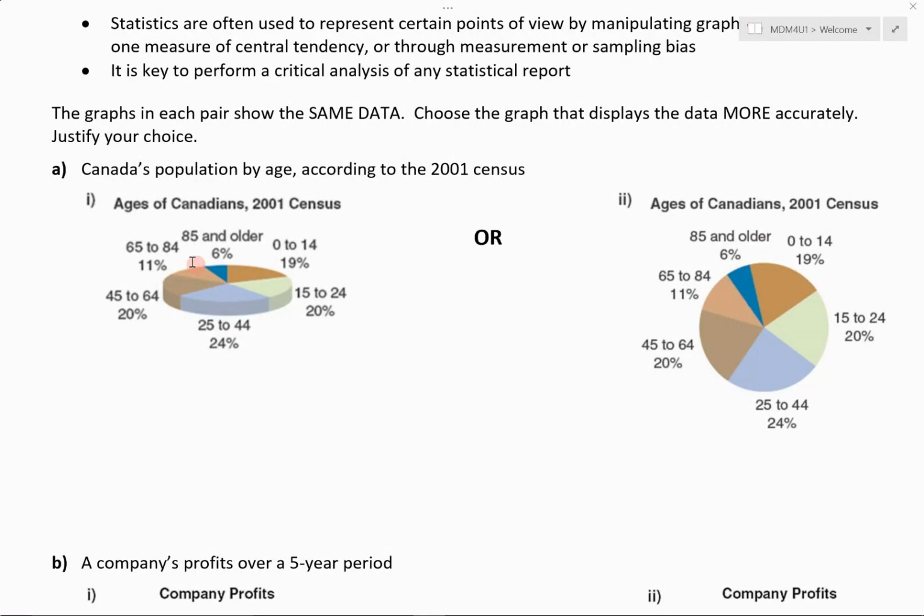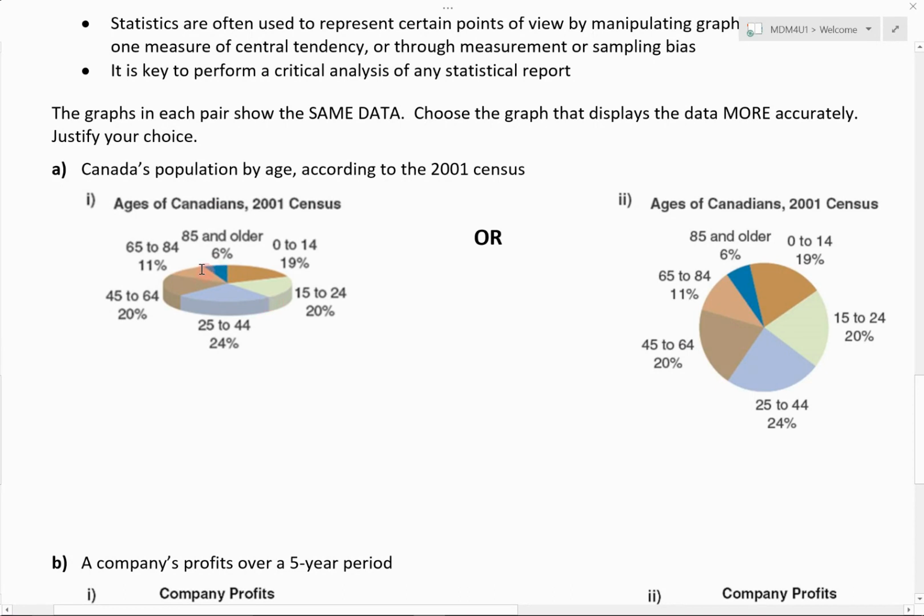So, looking at an example here, you have two graphs presented to you. Canada's population by age, according to the 2001 census. You have two graphs representing the same exact data, but they are displayed differently. One is in 3 dimensions and one is a 2D graph. If you look at a 3D graph, and I mentioned this earlier in the course as well, it makes some parts appear larger or smaller than they actually are, right?